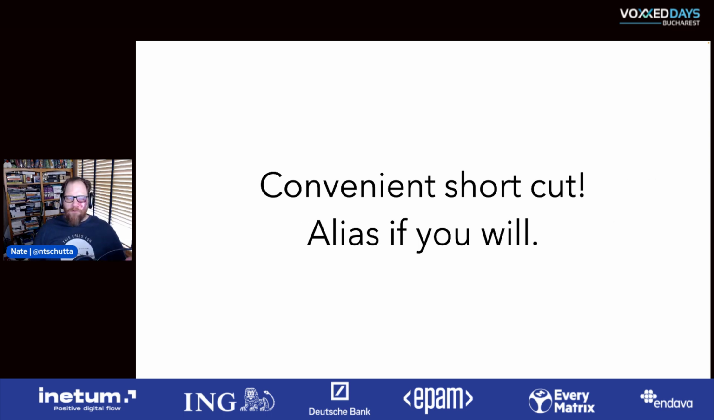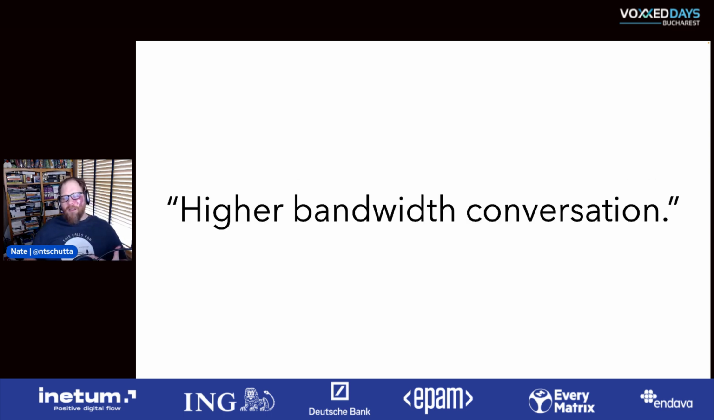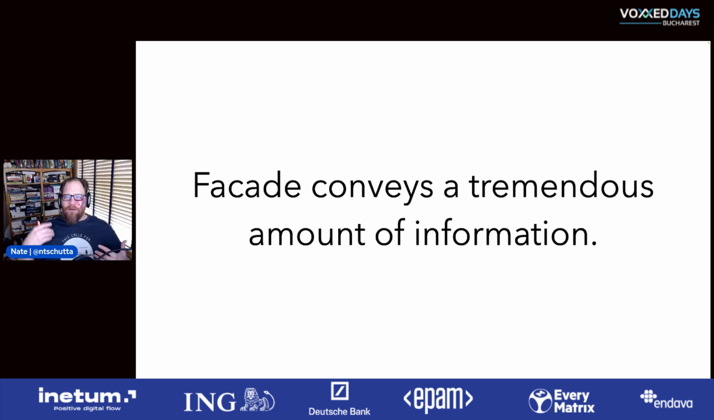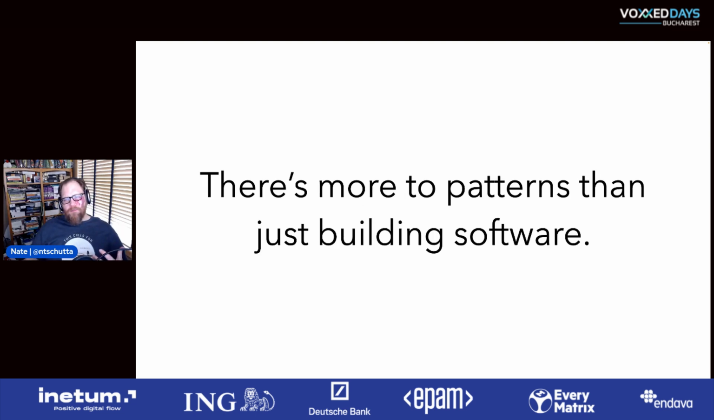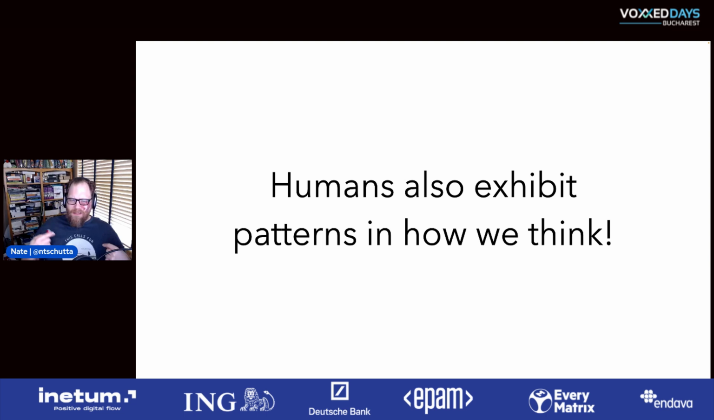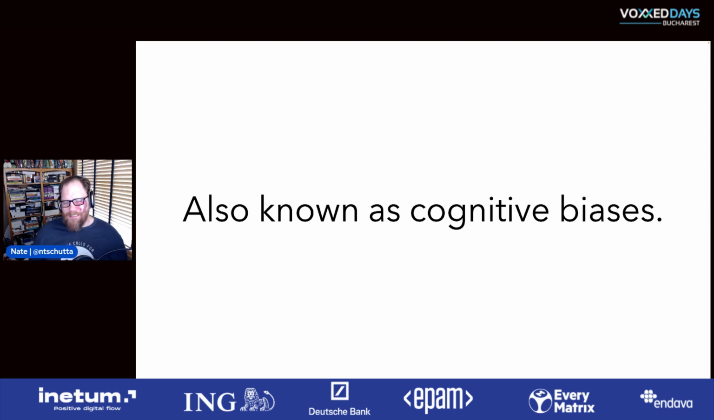A friend of mine refers to this as a higher bandwidth conversation, because I can say something like facade, and I've now conveyed a tremendous amount of information to you, assuming, of course, you're familiar with facade. Now, we're all at least aware, I think, of these patterns in software. But what I want to get to today is about the patterns in how we think and how we react to some of these situations. And you can think of these really as cognitive biases, if you will.